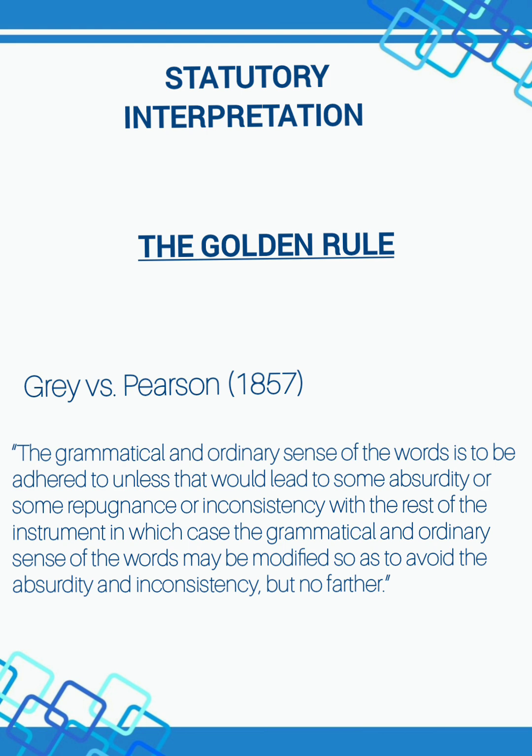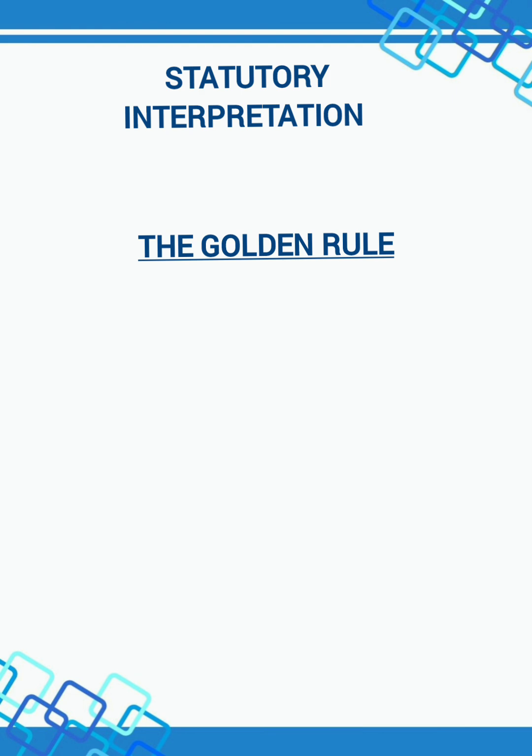So let's look at a circumstance where the golden rule was used. We have a common case of R versus Allen. Yes, this was in 1872. In this case, the defendant was charged with bigamy contrary to Section 57 of the Offences Against the Persons Act 1861, which stated that whosoever being married shall marry any other person during the lifetime of the former husband or wife is guilty of an offense.